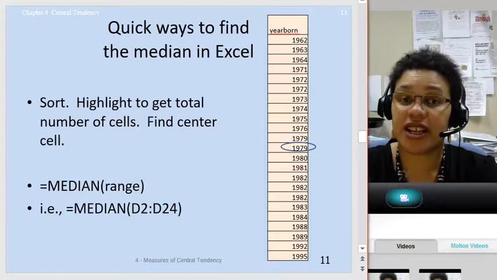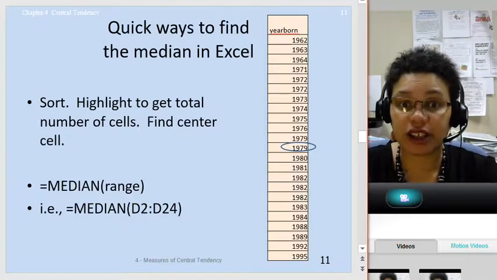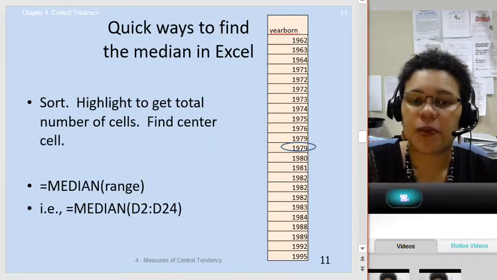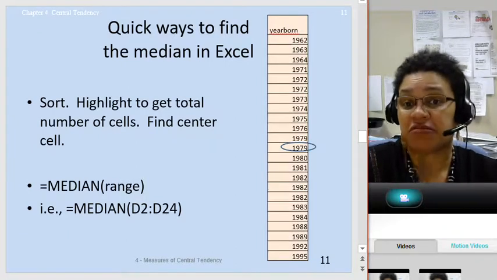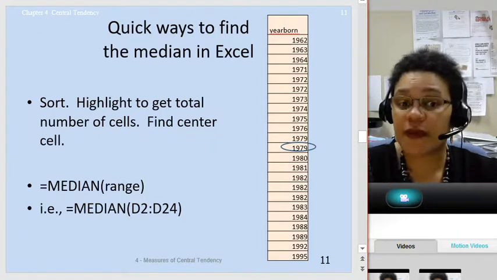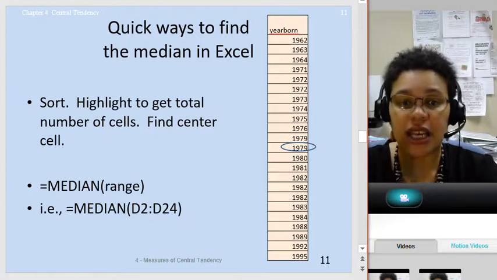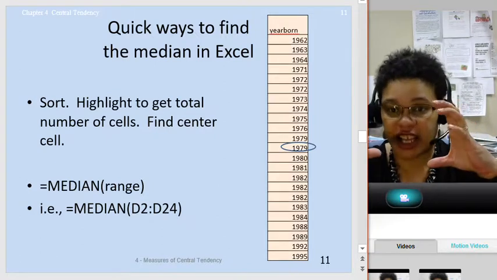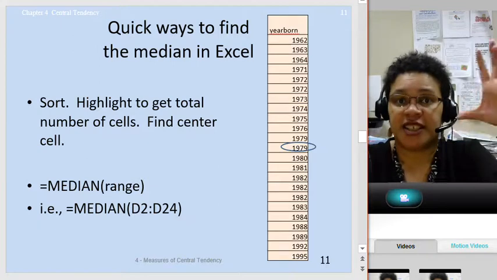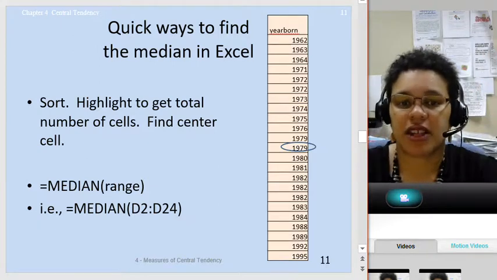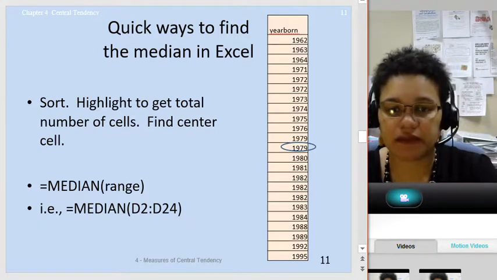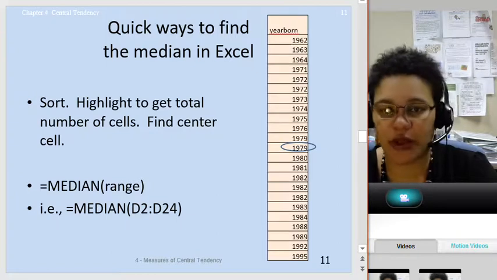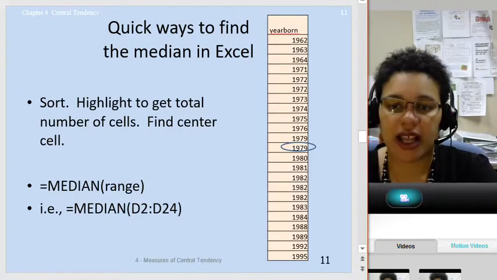A quick way to find the median in Excel: you can sort and find the center cell. Also, there's a formula. You can do equal sign, median, and then the range, like A2 to A64 or whatever it is, and it will tell you what the median is. And this says D2 to D24. I would put that somewhere underneath my column.